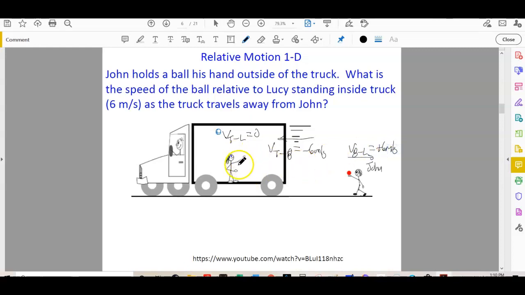Because she's moving in the truck to the left, but if she's now considering herself standing still, she's just going to see John and the ball moving to the right. Okay? So that's kind of the basics of reference frame transformations. You have to think of everything relative to something else. So that's why I was doing truck to Lucy, truck to the ball, ball to Lucy. Okay?